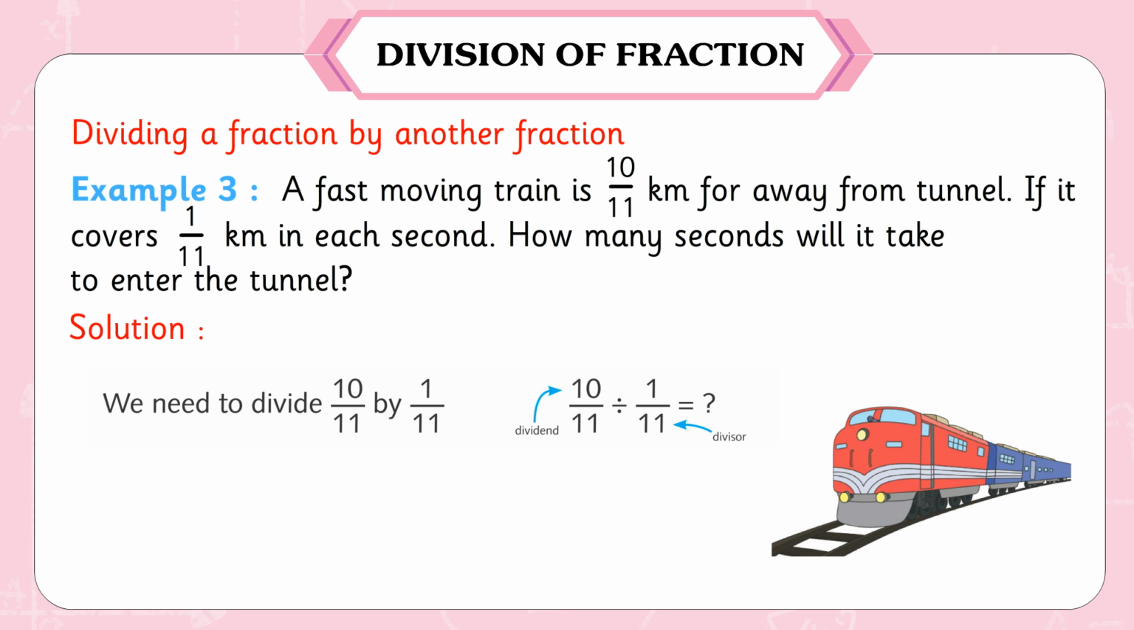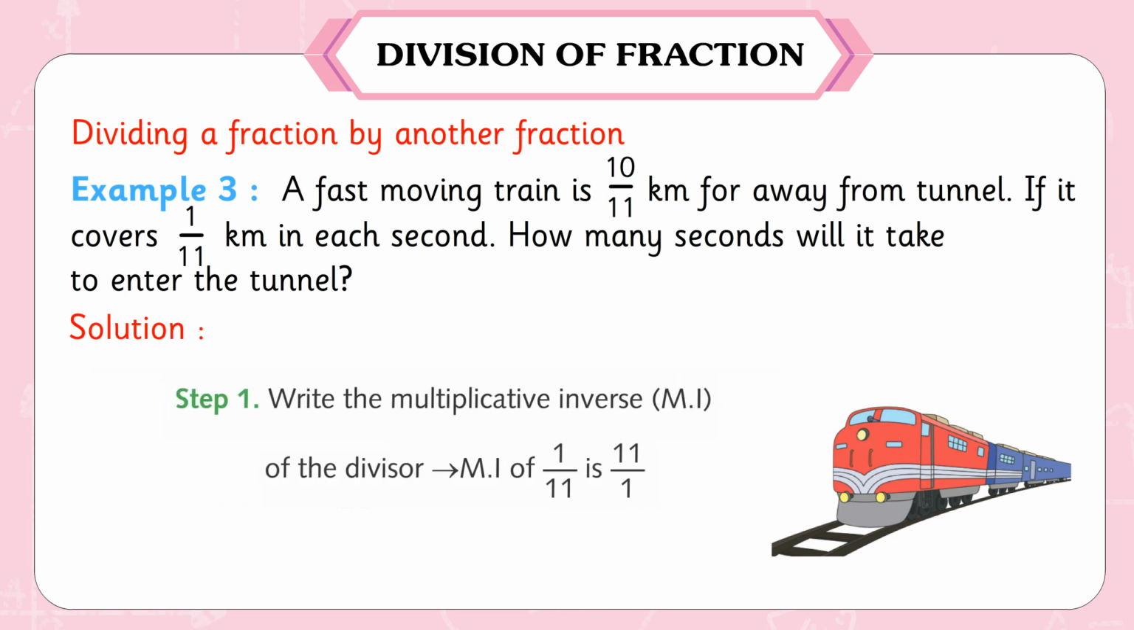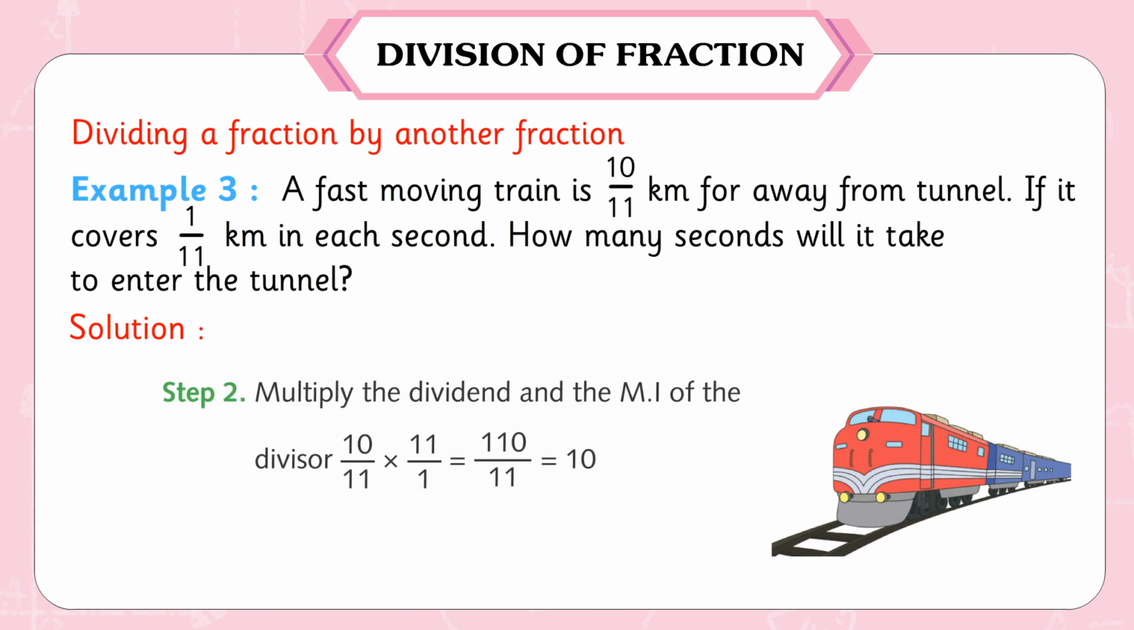Step 1. Write the multiplicative inverse of the divisor. Inverse of 1 by 11 is 11 by 1. Step 2. Multiply the dividend and the multiplicative inverse of the divisor. 10 by 11 into 11 by 1 is equal to 110 by 11 is equal to 10. Answer. The train will enter the tunnel in 10 seconds.